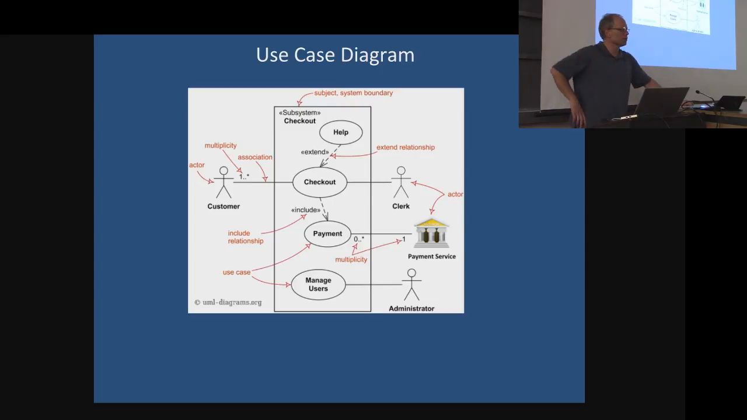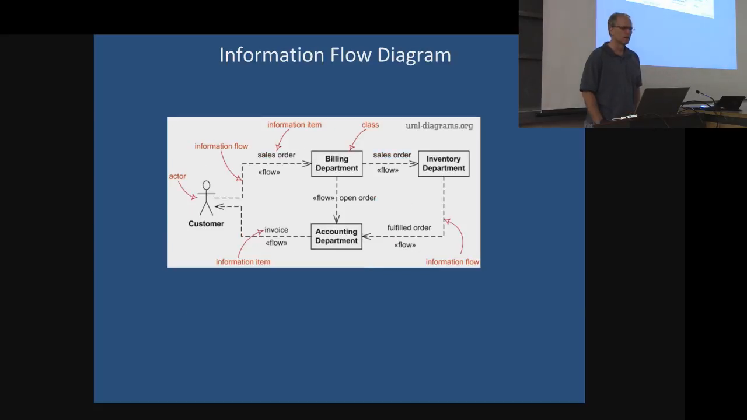This is a use case diagram. So what would that be? What is a use case? Yeah? How the end user might be using it? Right. It's how a user, when you're considering a program, you think, how will the user be using it? And so every way in which the user might use your program or your system is a use case. And so this is just showing how customers and clerks and administrators and payment service all interact with aspects of your program. That's an information flow diagram that shows how information goes between different departments.